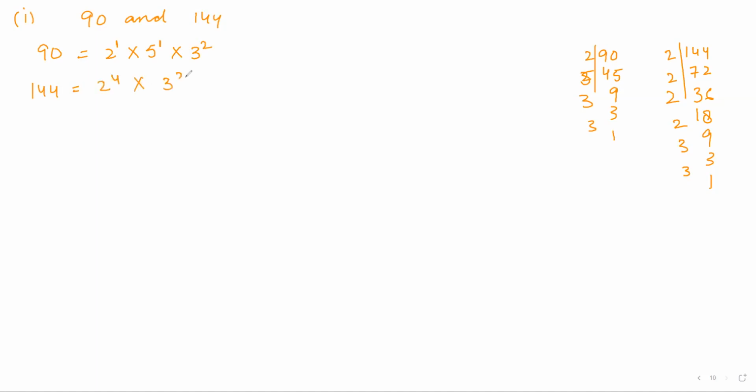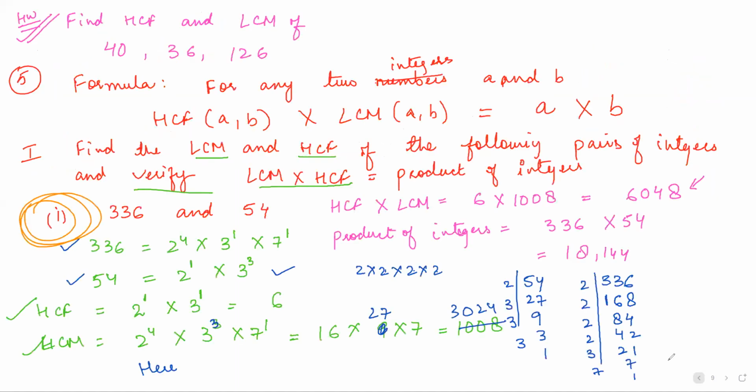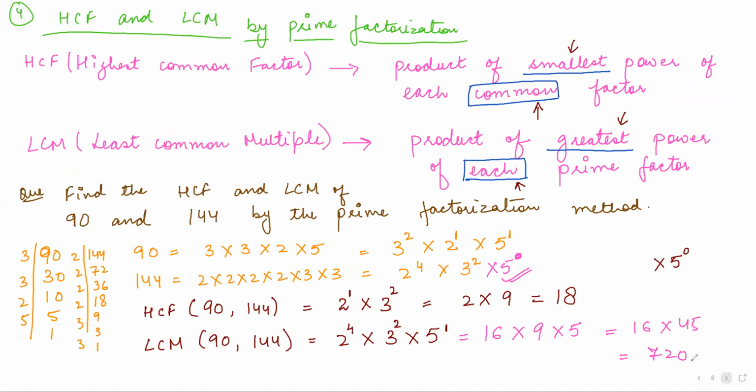Now what are the common numbers you can see? I can see 2 and 3. So the HCF is 2 to the power 1 into 3 to the power 2, clear? Yes, ma'am. That is equal to 2 into 9, which is equal to 18. And LCM is the highest power, that means 2 to the power 4, 3 to the power 2 into 5 to the power 1. So again, this is 16 into 9 into 5. That is 720, right?